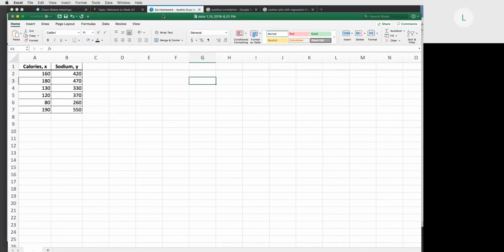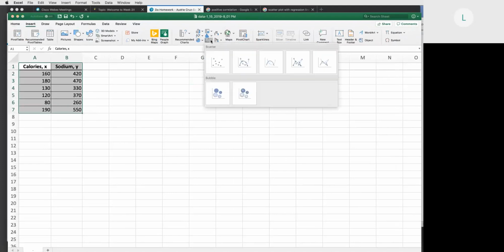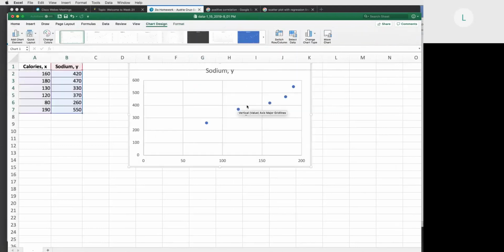You highlight the whole box and then go to Insert, and then where all the pictures are, like in the exact middle, you want to select the scatter plot one. And then just pick the first one, the simple one. Yep, you want to pick the most simple one. And there would be my scatter plot. Okay, so there's the picture. And then what do I do?